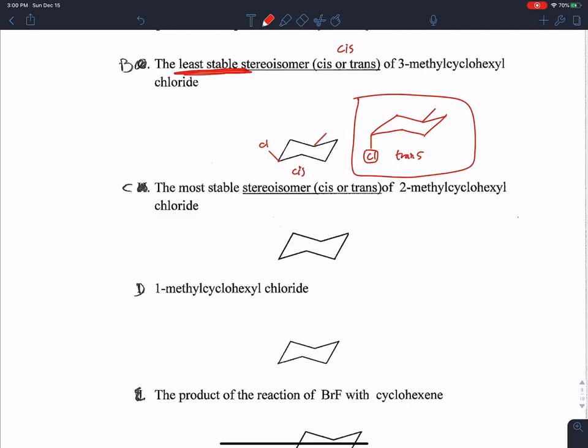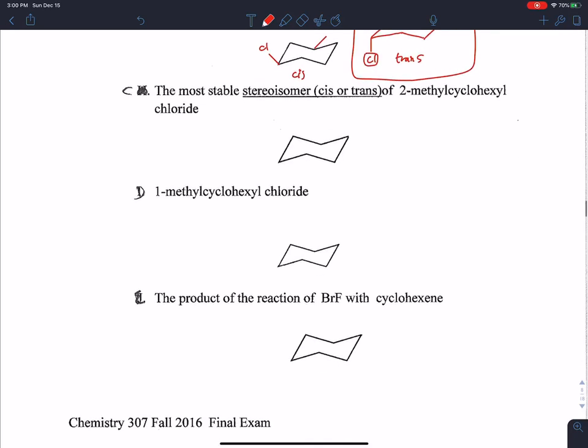Next one. Again, we're going to do the same thing again. We have to make the most stable both times. So we make the most stable of cis and trans again. I have 2-methyl cyclohexyl chloride. So if I want the most stable, let's put the methyl on equatorial spots like that. And then cis would be, this also points down like this. This one would be trans where it points up.